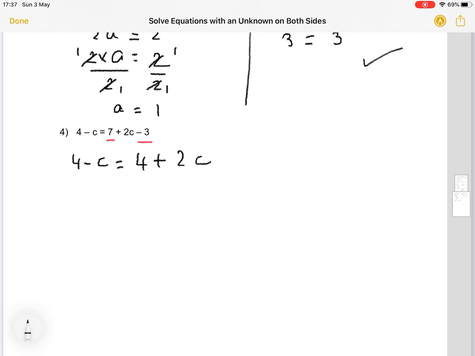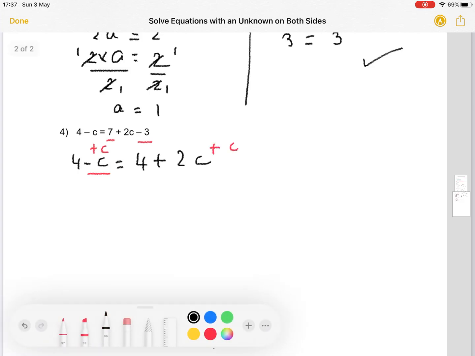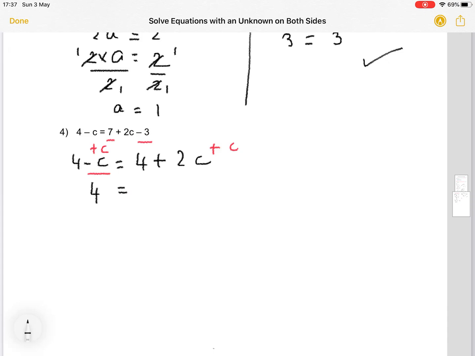It's better to start from the smallest letter term. Now, I have a negative c and I have a positive 2c. The smallest one is the negative c. To remove the negative c, I need to add a c to both sides. The left-hand side becomes 4 minus c plus c, it's 4, equals. On the right-hand side, 4 plus 2c plus c is 4 plus 3c.